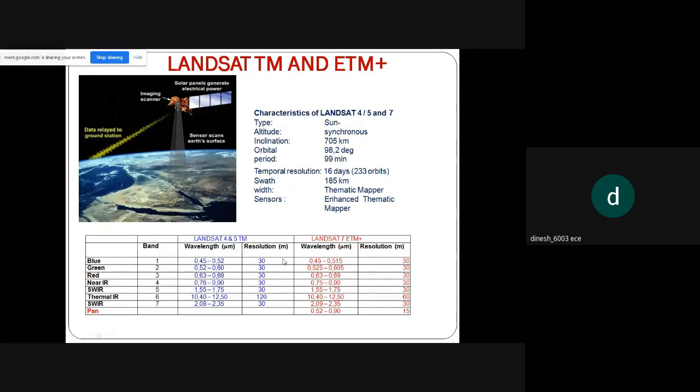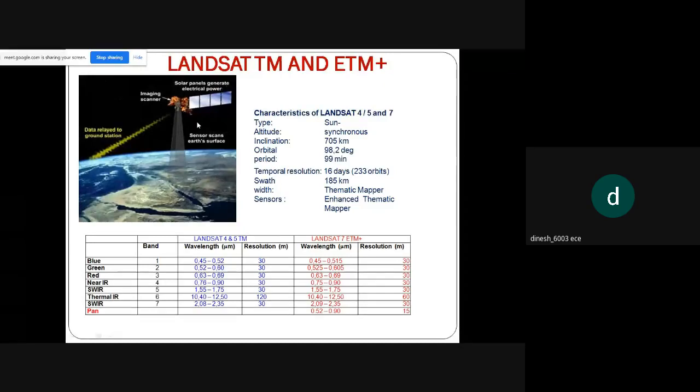If you use the blue band, it gives a resolution of 30 meters, green 30, all are 30. The only thing is that the thermal infrared gives a resolution of 120 meters. We have already seen the wavelengths of all the bands. Similarly for Landsat 7 ETM plus, the resolution is about 30 meters for all the cases except thermal IR, which gives 60-meter resolution, and pan gives 15-meter resolution.